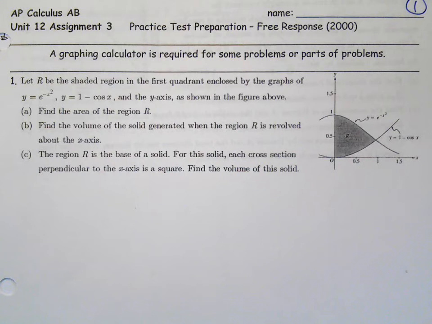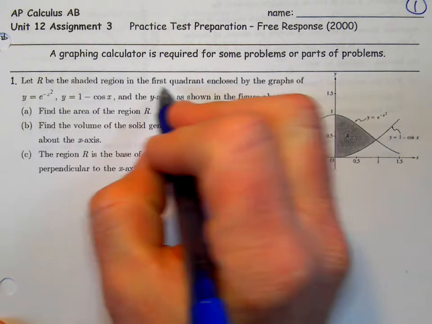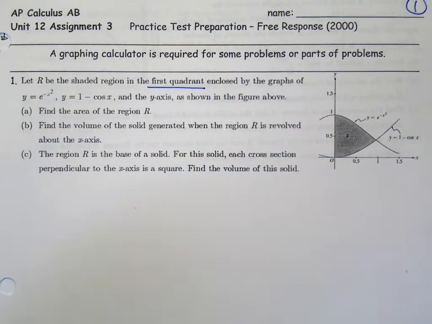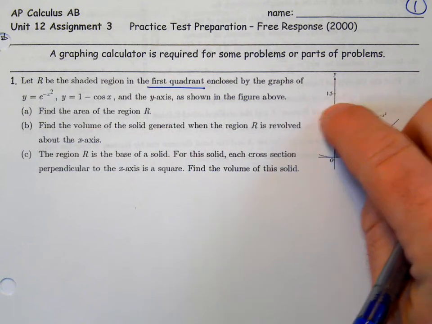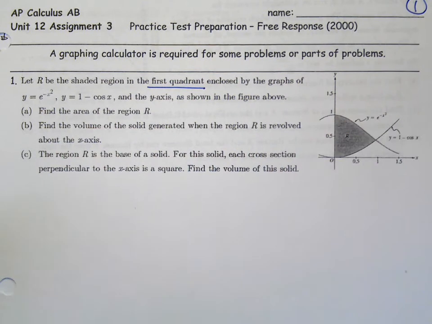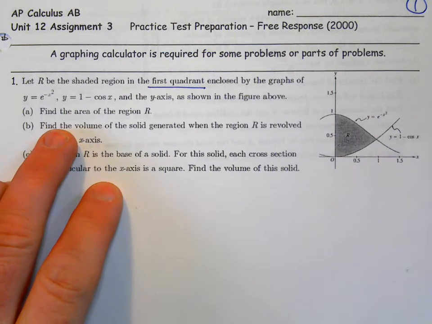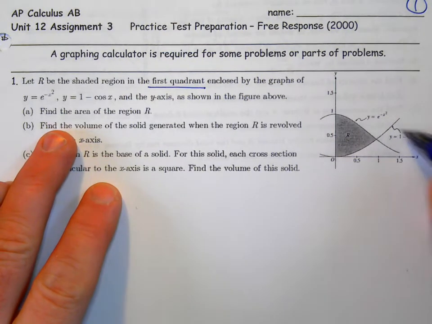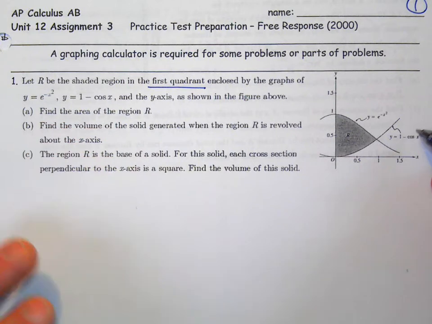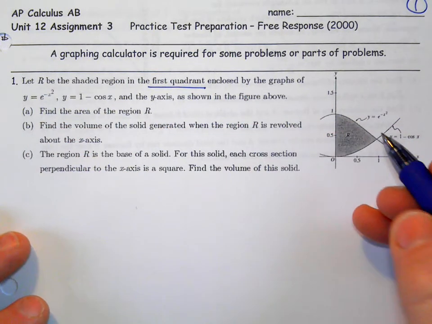Okay, let R be the shaded region in the first quadrant. Sometimes these graphs, like if we didn't state that, these graphs keep going into the second quadrant, and that would be part of what we're looking at. The graphs are already labeled. A lot of times they aren't. If they weren't, I would put them on there. Bounded by the x-axis, as shown here. Find the area of the region.